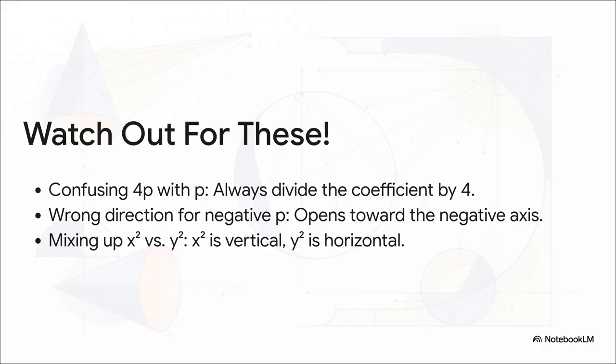Here's my little mental shortcut. Think about y equals x squared. You already know that one opens up, which is vertical. So x squared is always vertical. That just leaves y squared to be the horizontal one.